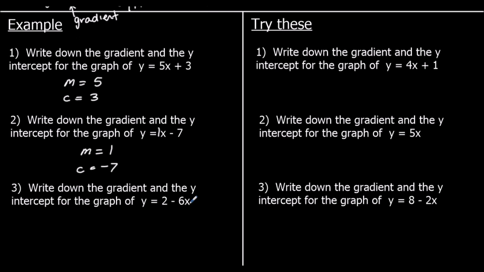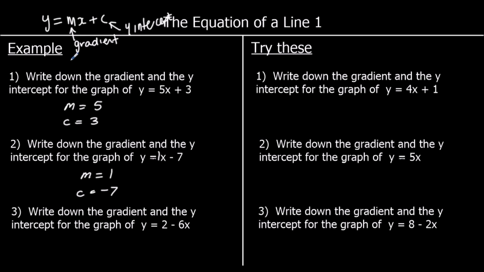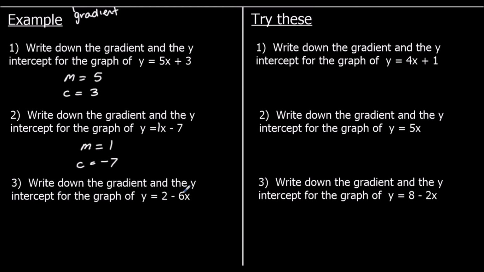And in the third one, you can see that it's been written the other way round. The one with the x is still the gradient. So the gradient here is negative 6. We've got negative 6x, so we can say the gradient is negative 6. And c is this 2, which is a positive 2. So it's 2.